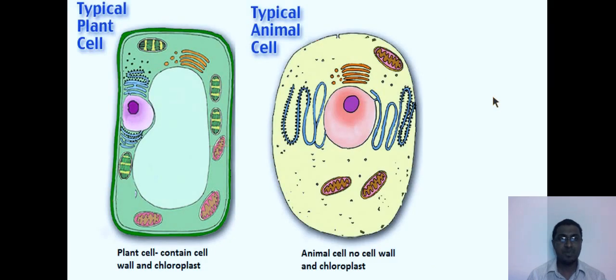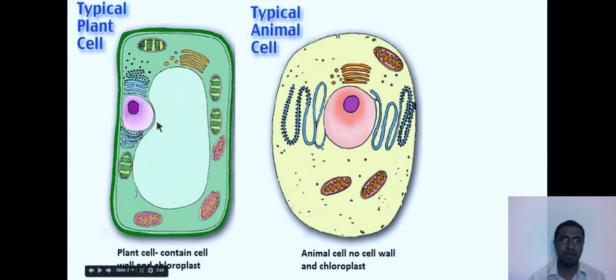The main difference between the plant cell and the animal cell is that the plant cell contains a cell wall, that is this outer thick layer that is highlighted in green, and also the cell wall contains chloroplasts. Chloroplasts are these green striped structures that are responsible for photosynthesis. As you can see, the animal cell is quite similar to the plant cell.